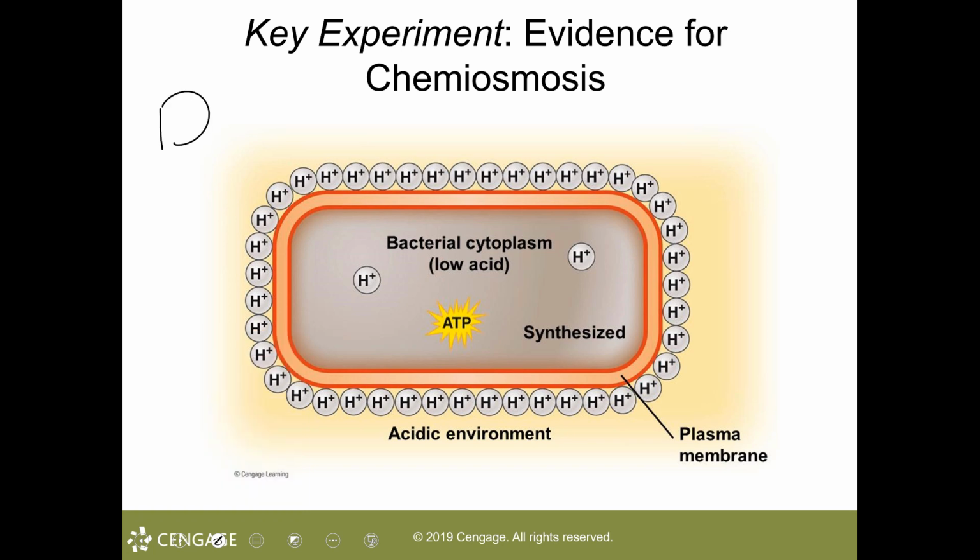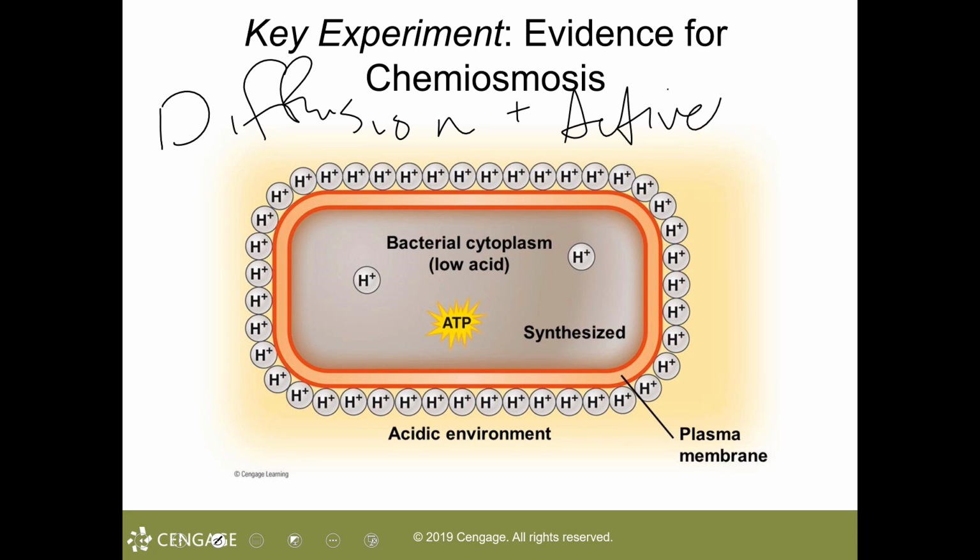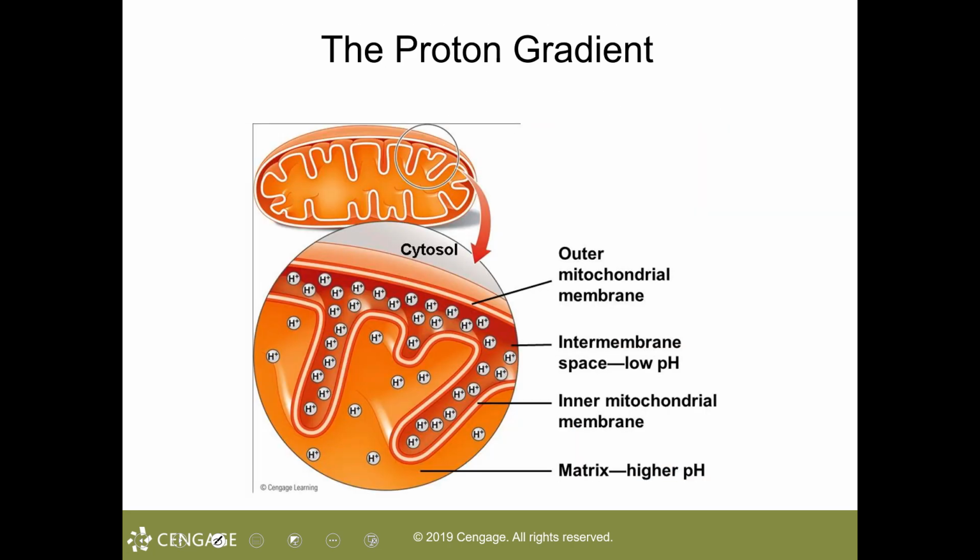Well, it's that coupling of energy. So it's coupling the passive transport by way of, of course, facilitated diffusion, as well as that active transport. So you couple both of those to synthesize, there you have it, ATP. And this was done back in the 60s. Excuse me. So let's look now at that proton gradient.